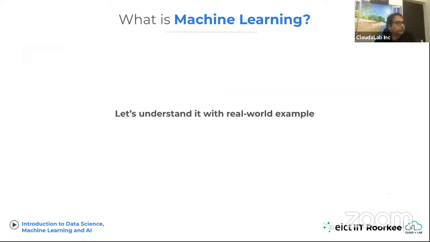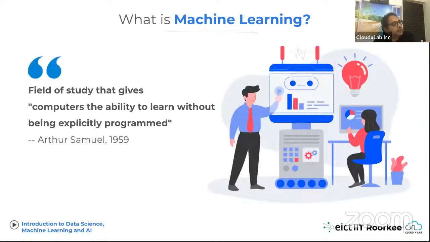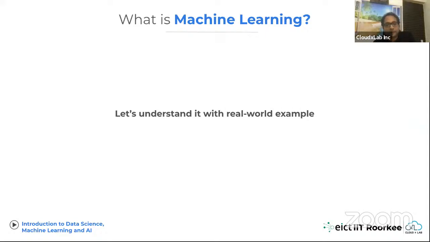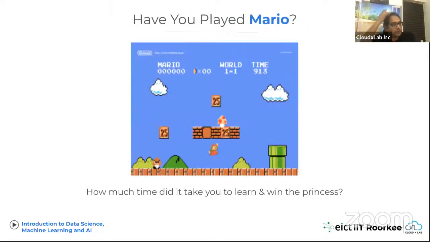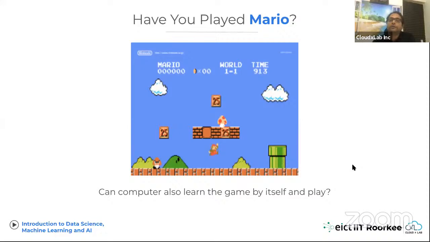We're going to understand this definition, because though it is a single-line definition, there's a big background to it. Let's understand it with a real world example. Do you think that the game Mario can be learned automatically? Can a computer learn to play Mario? I'm sure most of you must have played Mario in your childhood. The question is, can the computer learn by itself by playing this game over and over? The answer is yes, and that's what we are going to talk about.